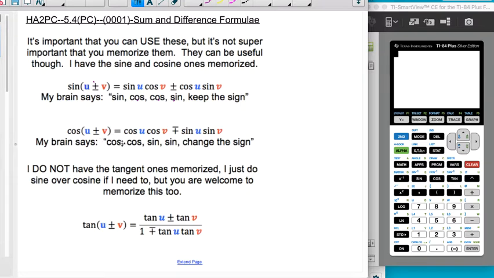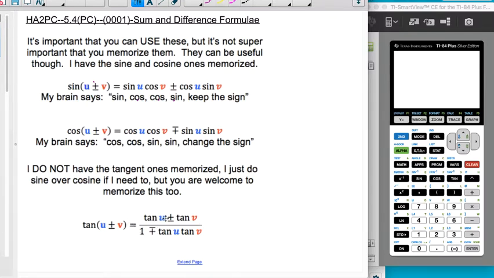Cosine of u plus or minus v, my brain says cos, cos, sine, sine, change the sign. And in my brain, it makes sense that I have to change the sign on this one because this one seems like the simpler formula, right? Because it's cos, cos, sine, sine, I don't have to think about the order. So for the tangent one, honestly, I just put the sine on top of the cosine if I have to in a pinch, but you can certainly memorize this one as well.